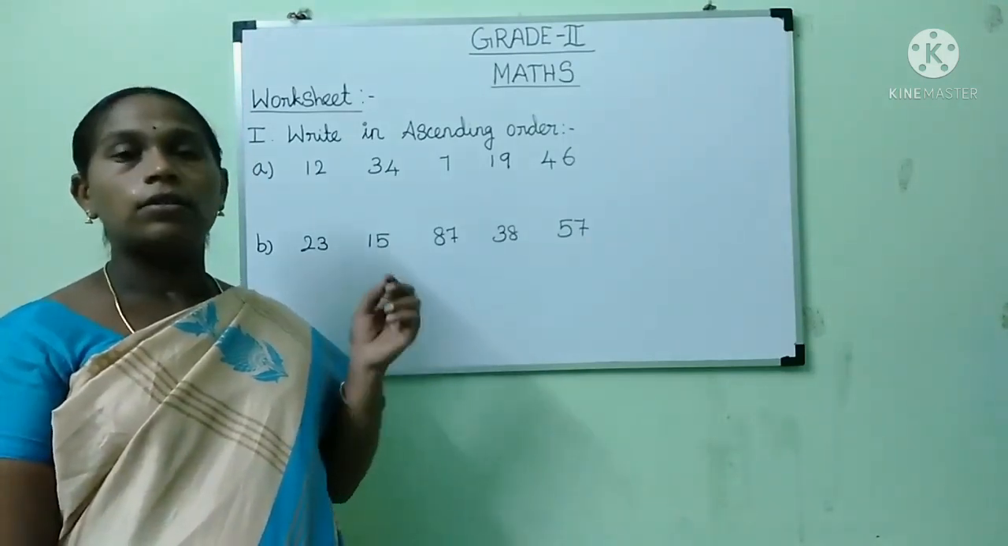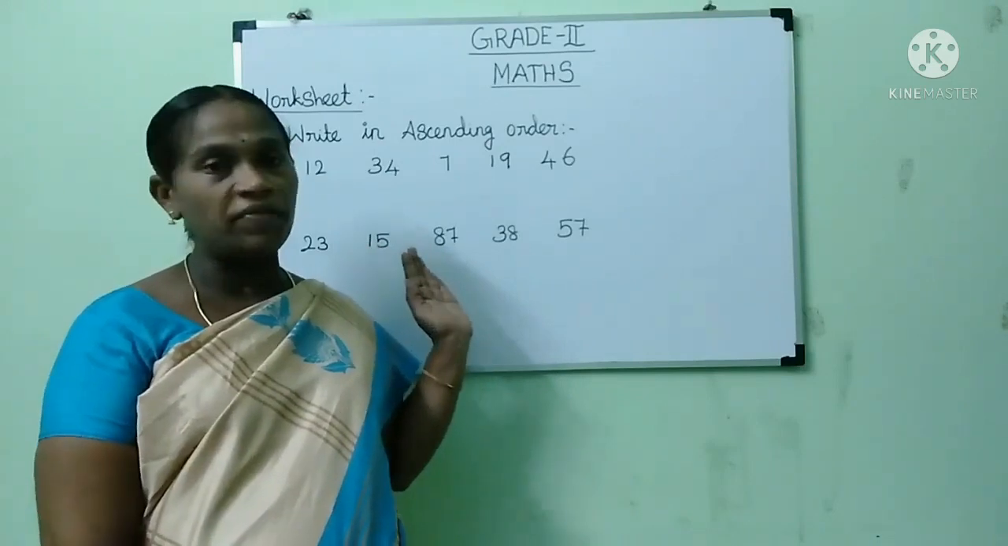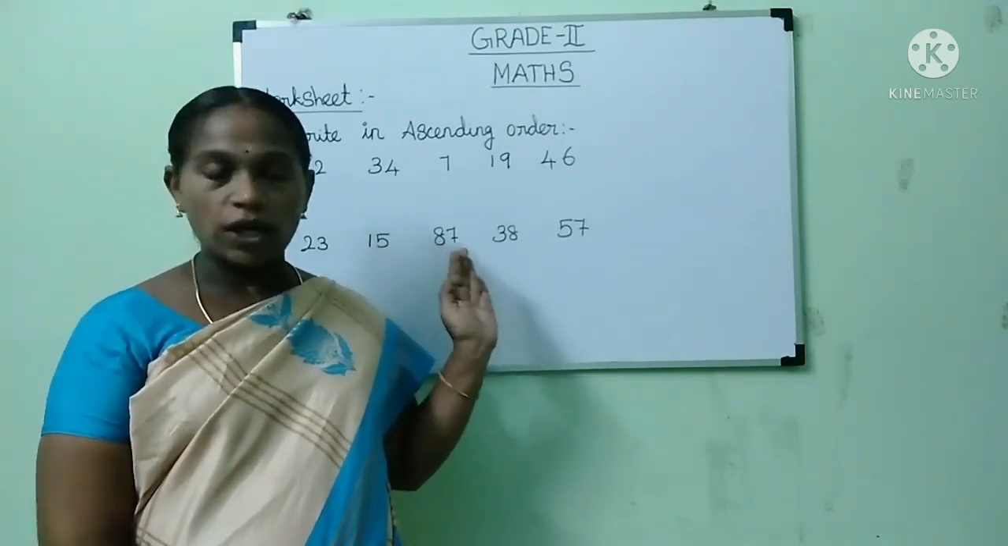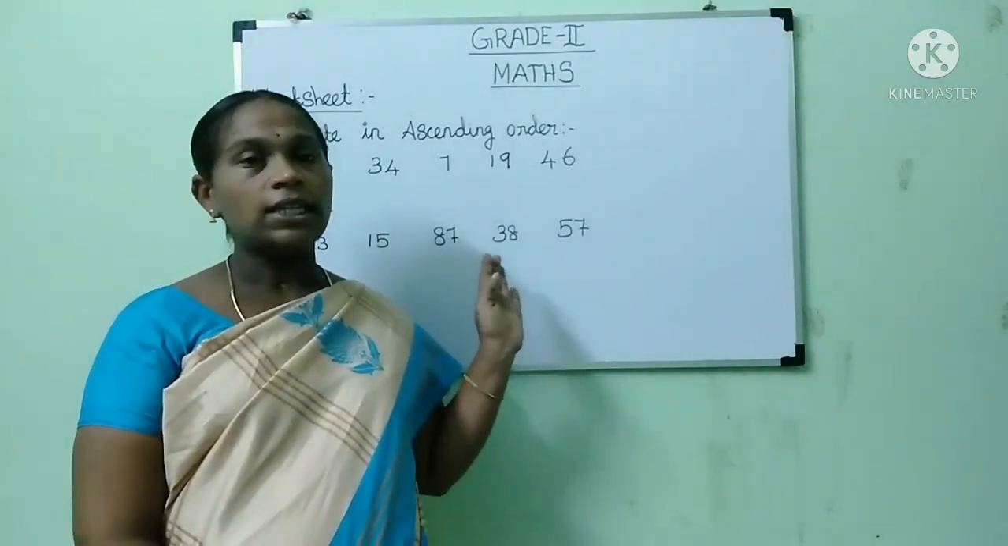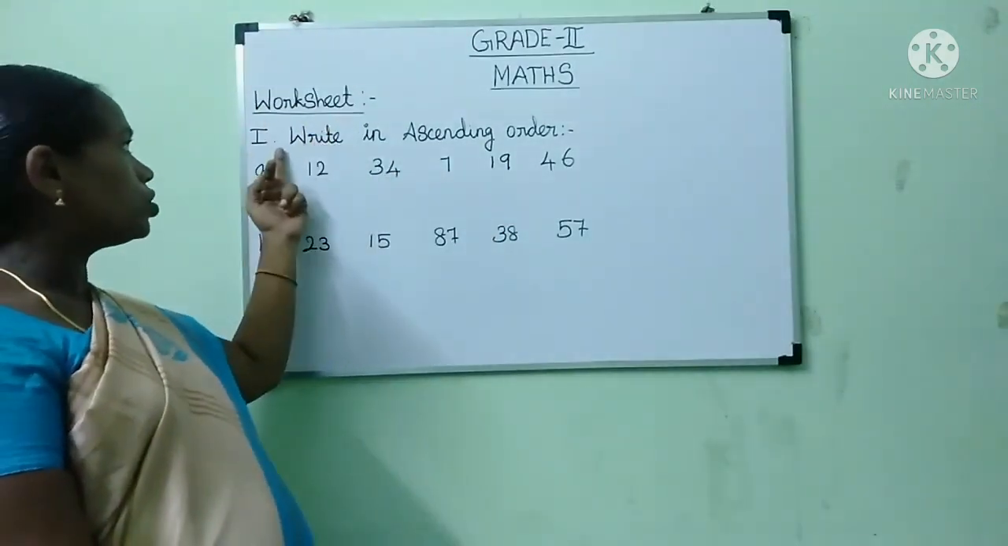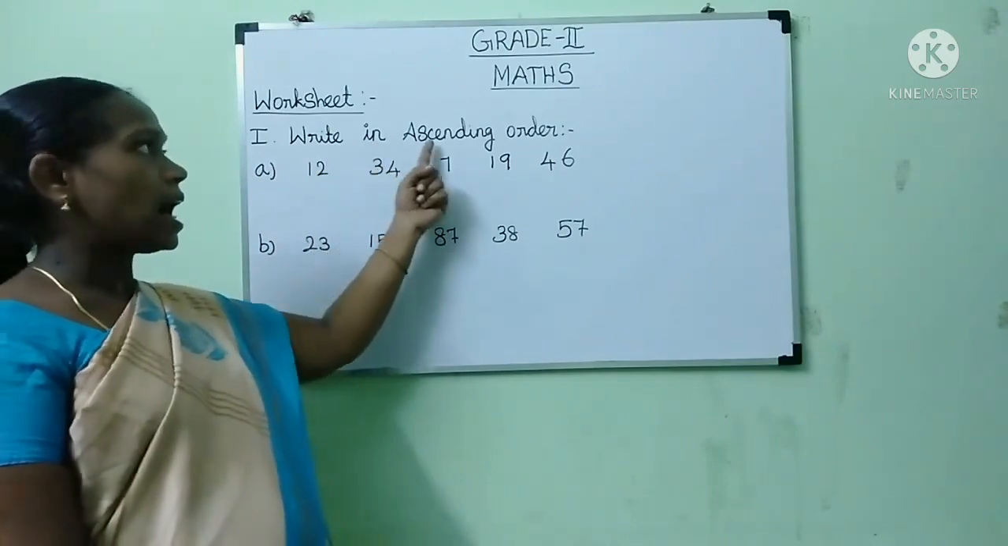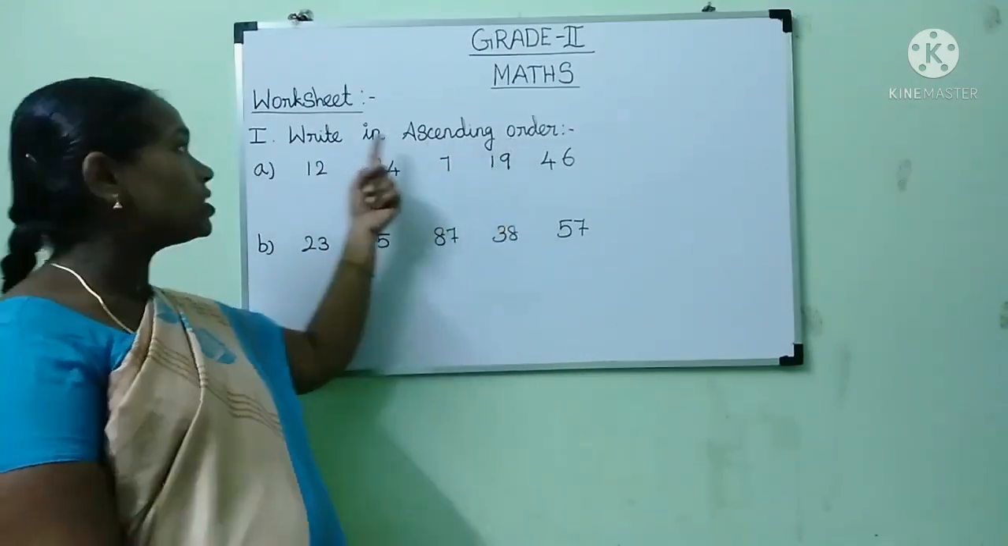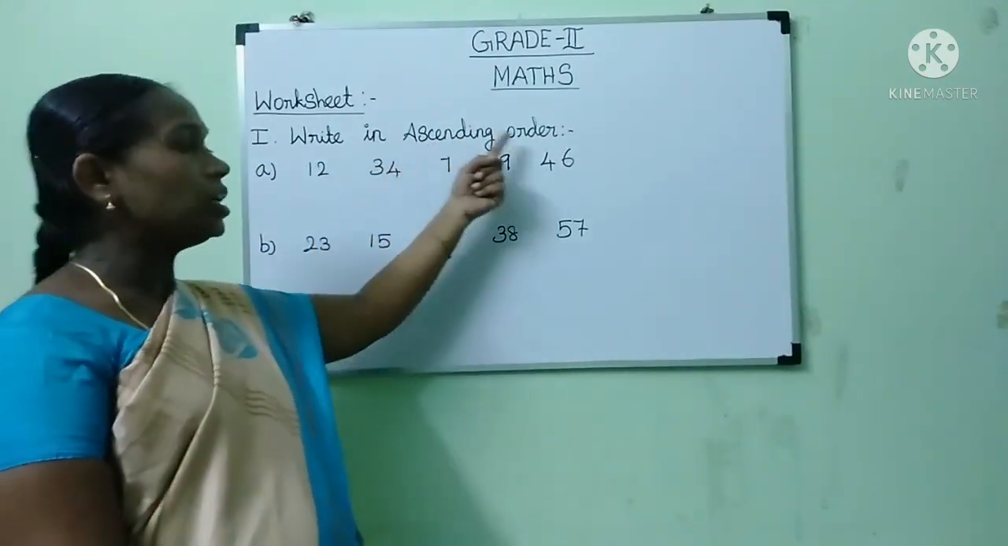Now I'll give answers for the previous class worksheet. Take your worksheet and check answers. Okay children? See the first Roman worksheet. The first Roman, write in ascending order. What is this? Write in ascending order.